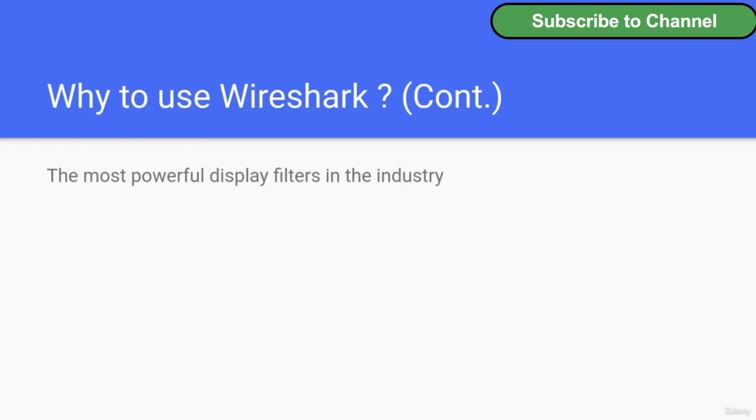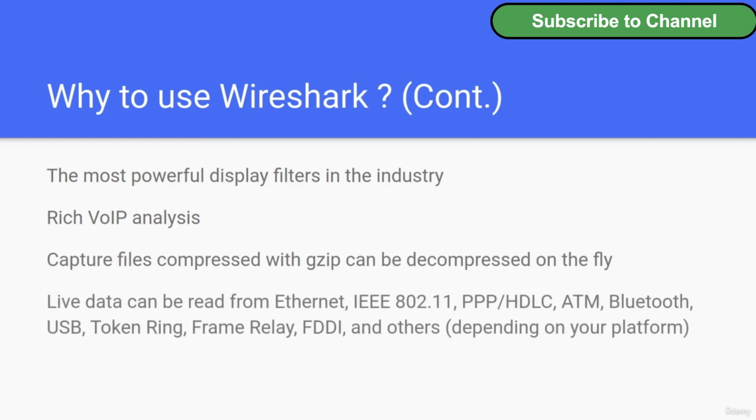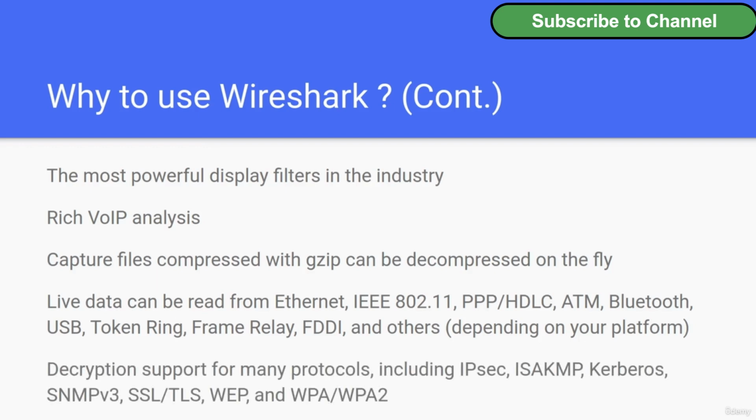Also, it has the most powerful display filters in the industry, and rich VoIP, which is voice over internet protocol, analysis. Capture files compressed with gzip can be decompressed on the fly. Live data can be read from Ethernet, IEEE 802.11, PPP, HDLC, ATM, Bluetooth, USB, token ring, frame relay, FDDI, and others, depending on your platform. Also, decryption support for many protocols, including IPsec, ISAKMP, Kerberos, SNMP version 3, SSL/TLS, WEP, and WPA and WPA2.